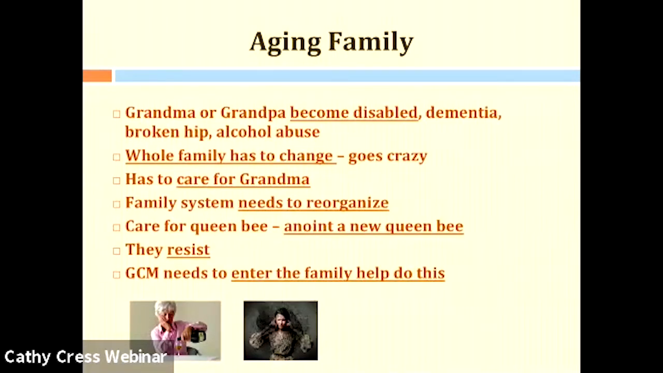And what happens is, as I say, they resist. They can't change because they don't know how to change. And so what you have to do as a geriatric care manager is enter that family and help them change. And that's what we're really going to talk about. And we'll move to the next slide.